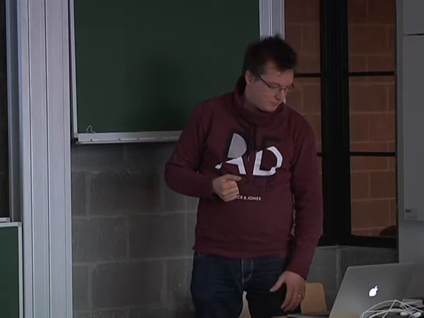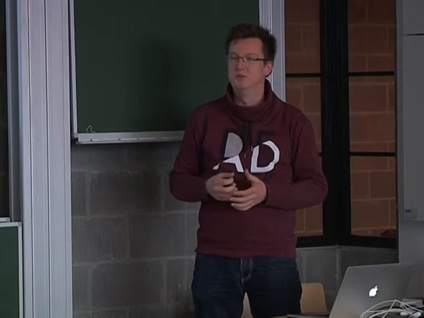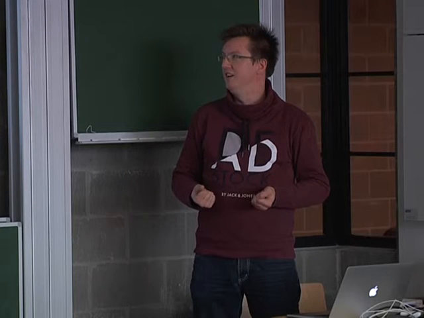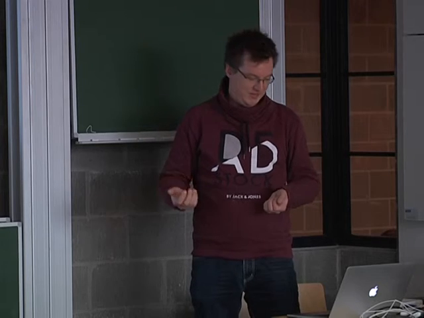And the patching compiler allows us, from the Smalltalk perspective, to add and remove and change behavior. And that's purely because the JSR gives us full control over the method lookup. So we can decide that some old method is no longer valid from our Gravel's perspective, and now a new method or a different method is valid, or the lookup chain has changed. This gives us the possibility to change Smalltalk code on a running JVM.